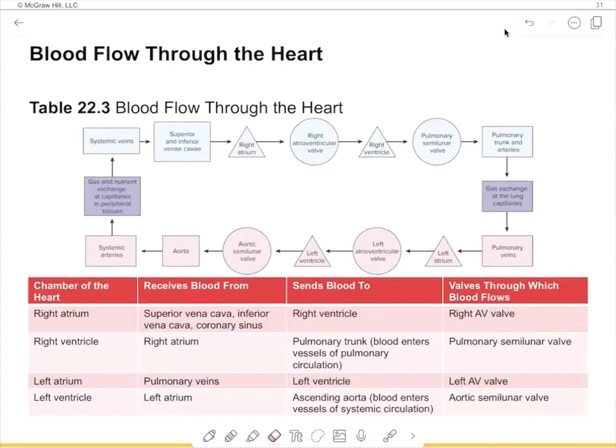This slide is reviewing the blood flow through the heart. And I've already kind of mentioned it a little bit, but let's review it. So we're going to begin with the right side of the heart. And the right side of the heart would begin with the right atrium. And this chart below it shows you the chamber where it receives blood from, where it sends it to, and what valves it goes through.